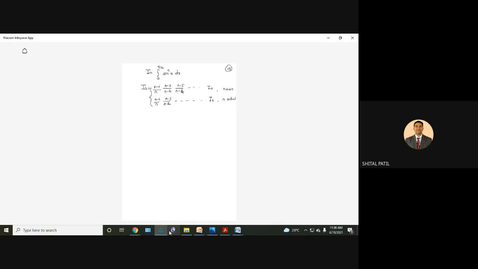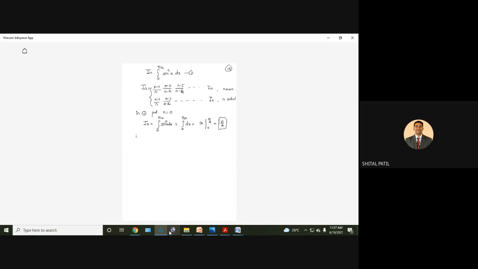Now we want to find I naught and I1. In the formula, put n equal to 0. So I naught is the integral from 0 to pi by 2 of sine raised to 0 x dx. Sine raised to 0 is 1. So the integral of dx from 0 to pi by 2 is x from 0 to pi by 2, which is pi by 2 minus 0. So I naught equal to pi by 2. Hope everyone is getting this.